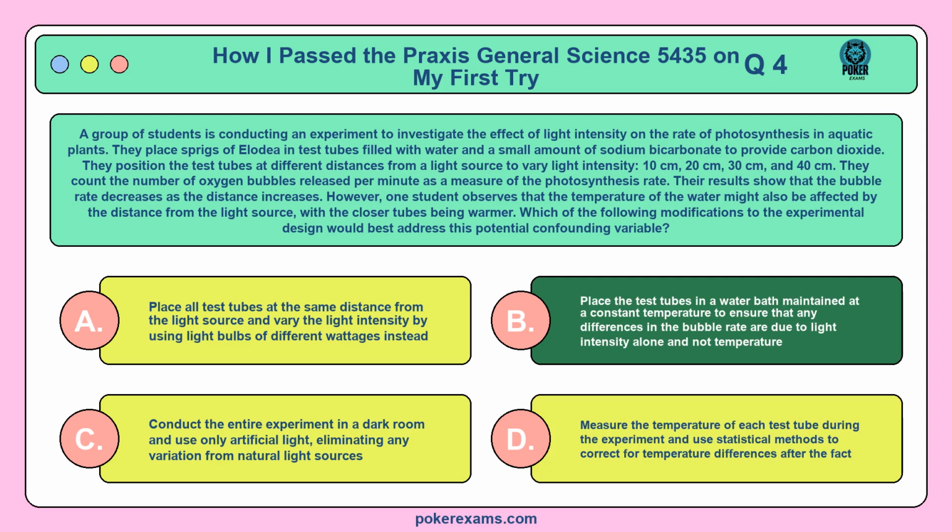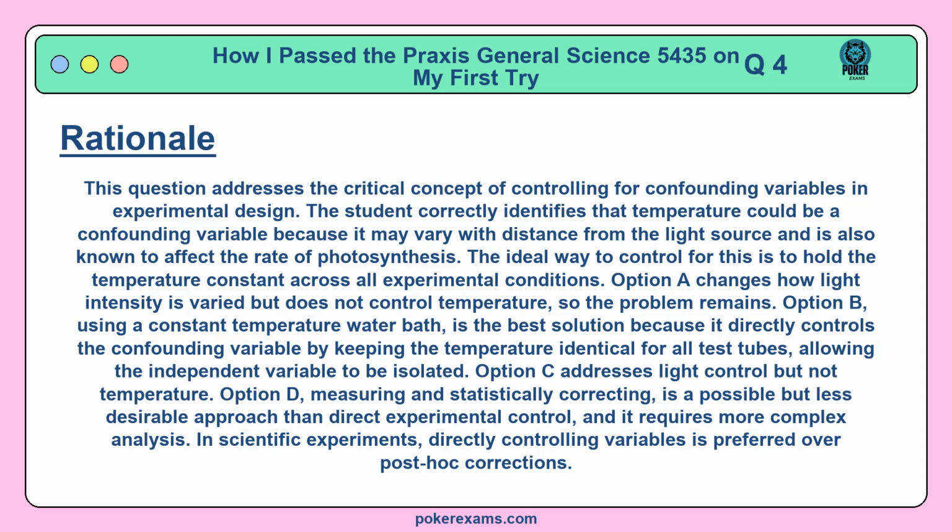The correct answer is B. This question addresses the critical concept of controlling for confounding variables in experimental design. The student correctly identifies that temperature could be a confounding variable because it may vary with distance from the light source and is also known to affect the rate of photosynthesis. The ideal way to control for this is to hold the temperature constant across all experimental conditions.